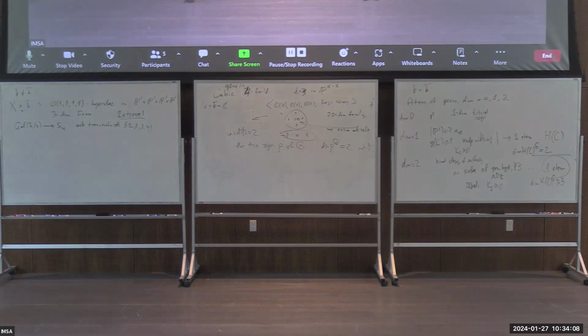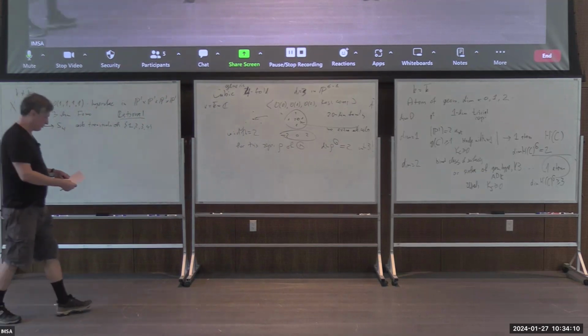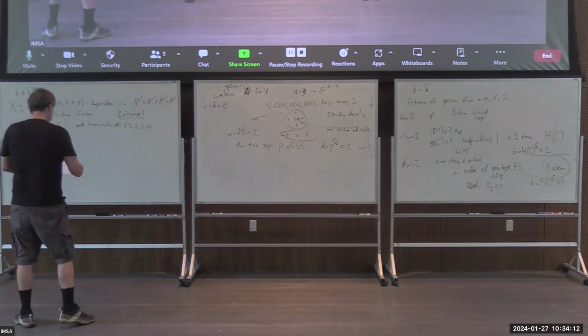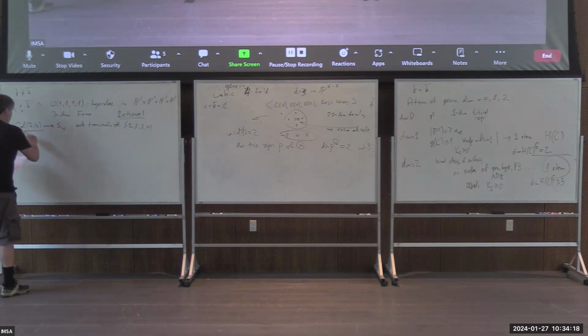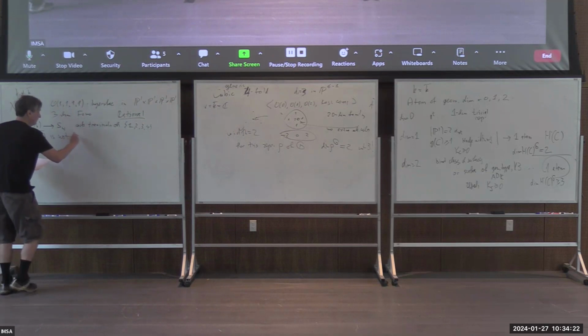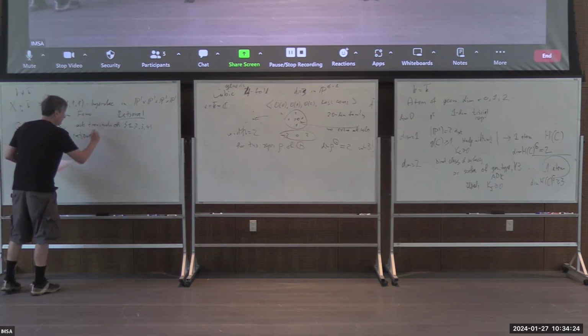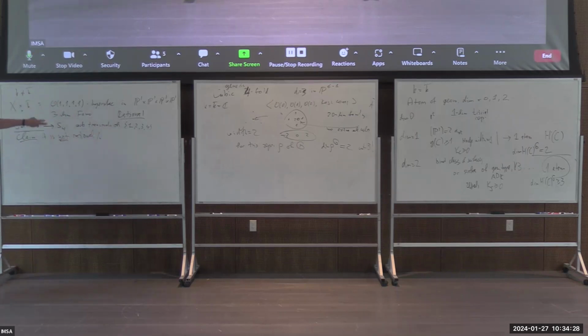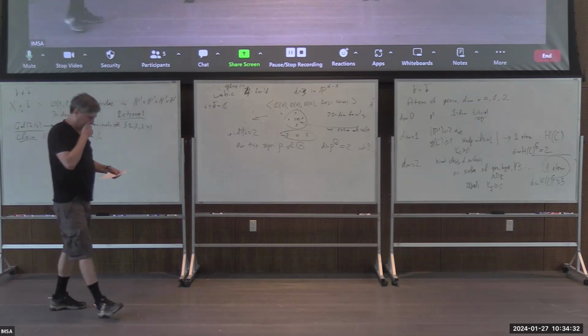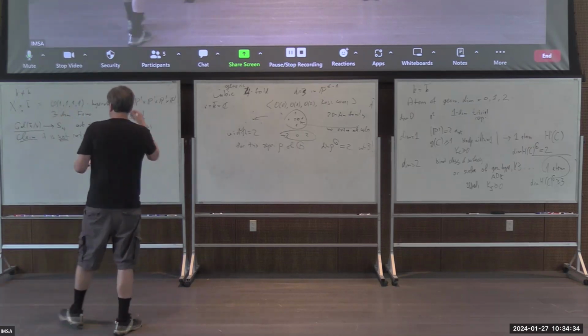Let me see what is going on here. Claim: it is not rational. And it doesn't have to be very general, any such variety is not rational. Let's calculate Hodge numbers for this.